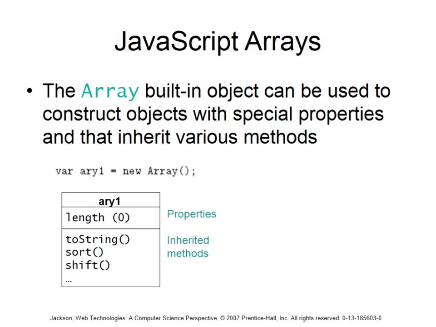So let's move now to another thing. After object methods, let's move to JavaScript arrays. And this is an important part in the JavaScript chapter, so your attention please. The Array built-in object can be used to construct objects with special properties and that inherit various methods. So how can we create an array? We can write var array1 = new Array(). This is the manner to create an array. Is it clear?